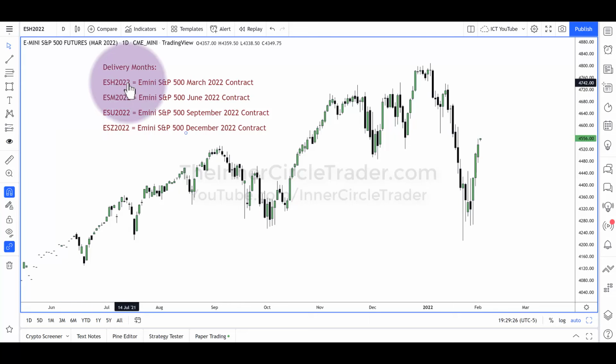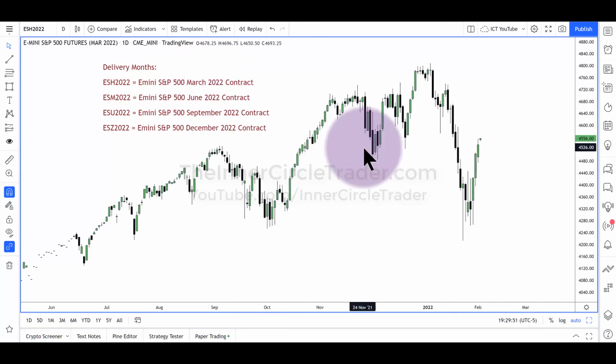Now, if you're going to be using, like for instance, when I take live trades in the TD Ameritrade, they don't take their year symbol like this. It's 22. But in TradingView, if you're pulling up the symbol like I have here, ESH2022, that represents the E-mini S&P 500 contract for delivery month March year 2022.